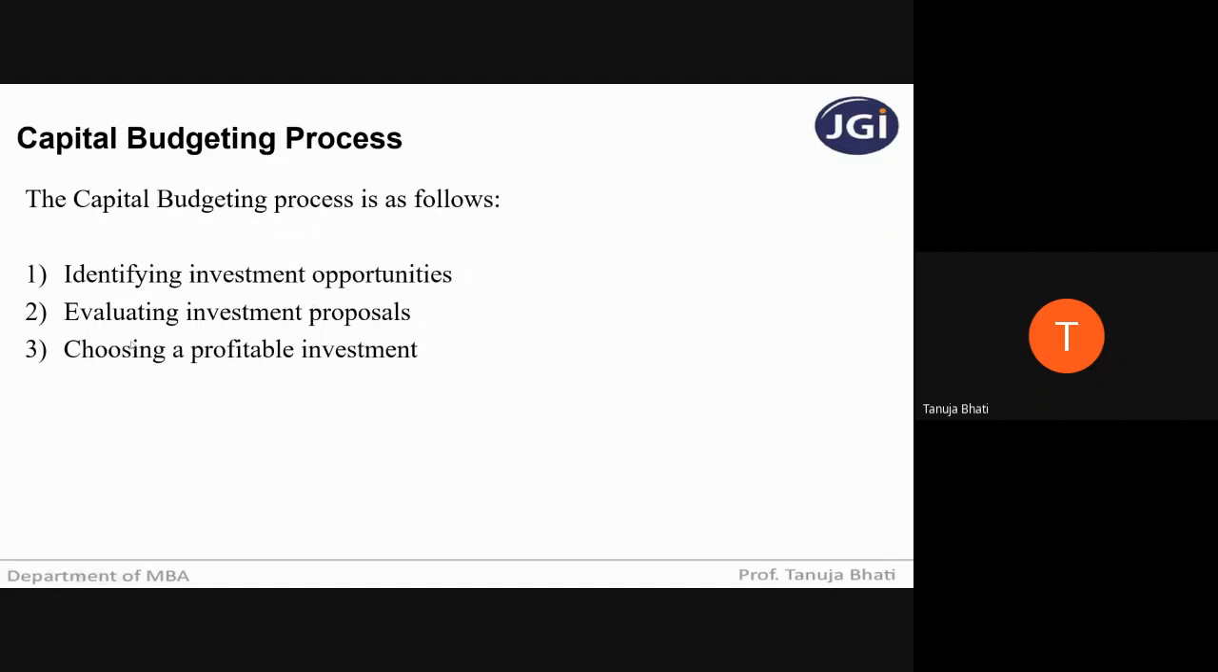Third step or process is choosing a profitable investment. Now, once the investment opportunities are identified, and second, all the proposals are evaluated by the organization, the third thing is the company has to decide on the most profitable investment and then select it. While selecting any particular project, the organization should use the different techniques of capital rationing, which we will be seeing, applied to the different projects. And based on the return that each proposal is giving, it has to select that particular proposal which is giving maximum returns.